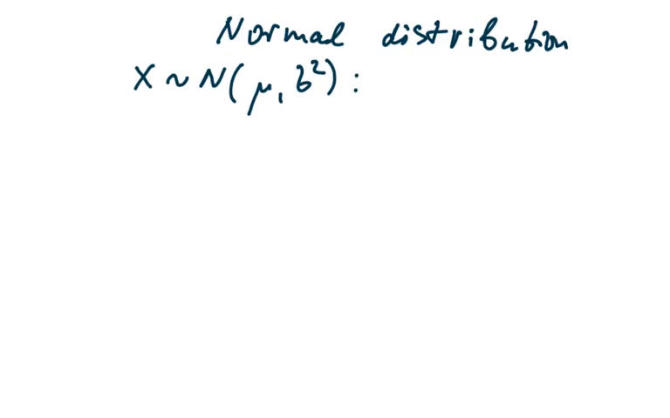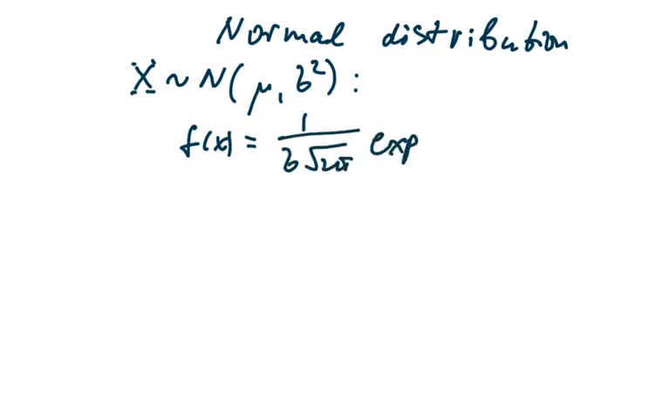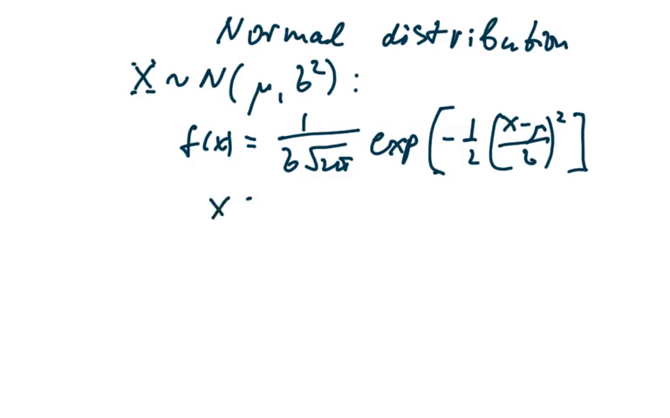What does it mean? It means that this random variable X capital has probability density function given by this formula: 1 over sigma times square root of 2 pi times exponent to the power of minus half, x minus mu over sigma squared, where x can have any real value.